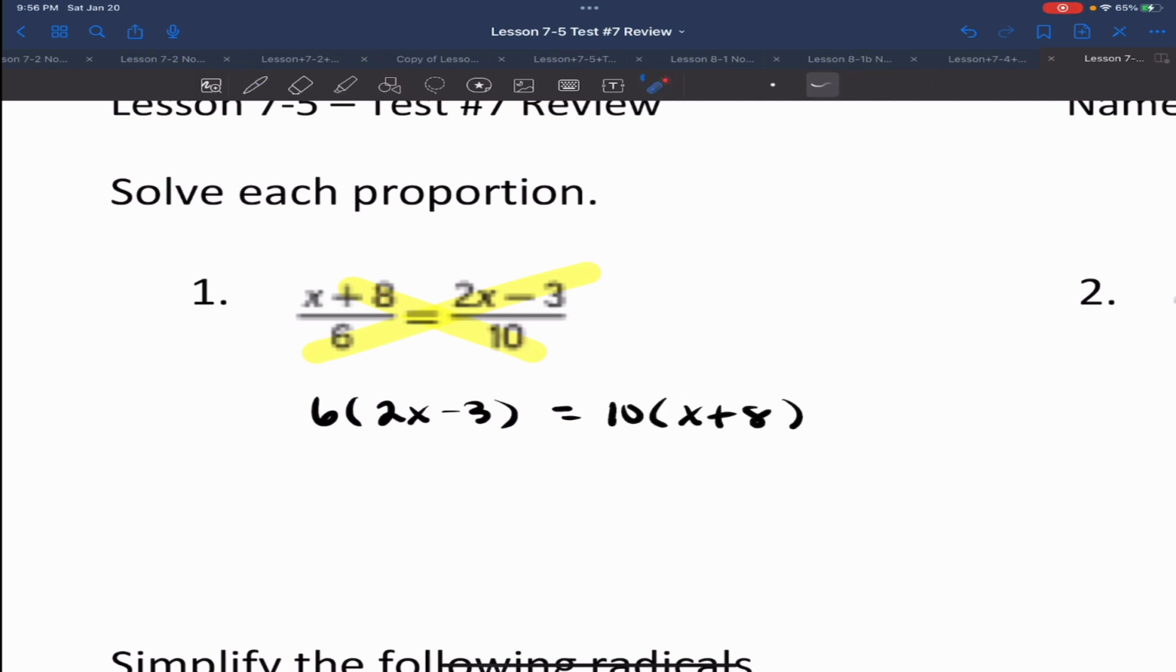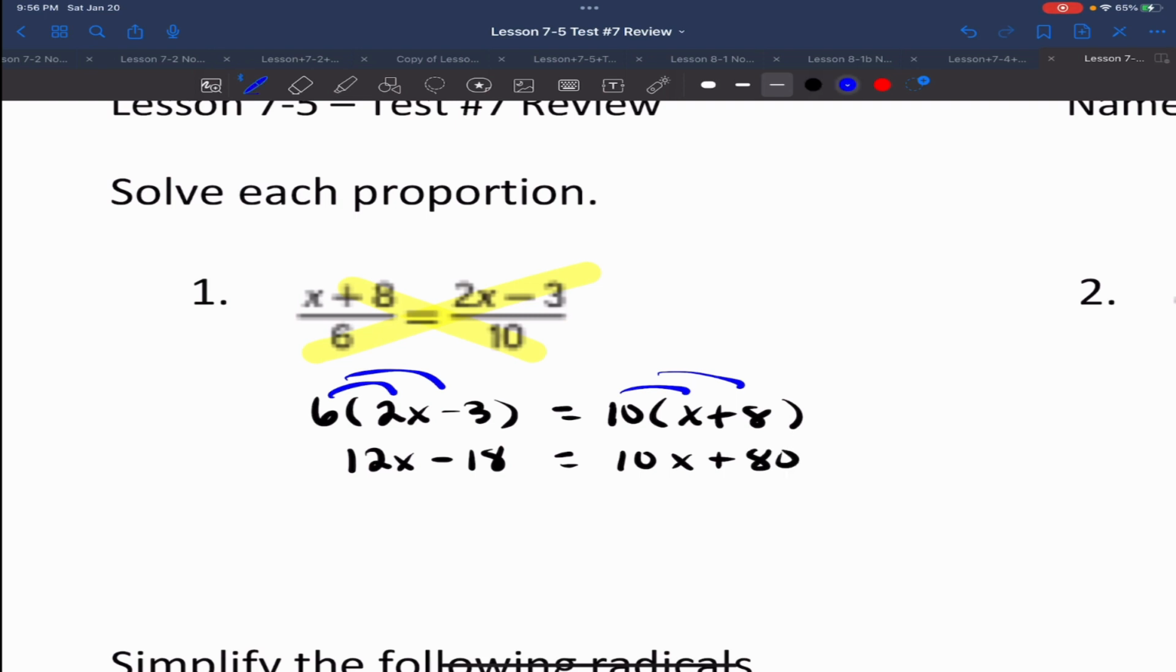Whenever we have a number right next to the parentheses, you're going to apply the distributive property. So this is what you need to do. 6 times 2x is 12x, 6 times negative 3 is minus 18, or negative 18, which is equal to 10 times x, that's 10x, and then 10 times positive 8 is plus 80.